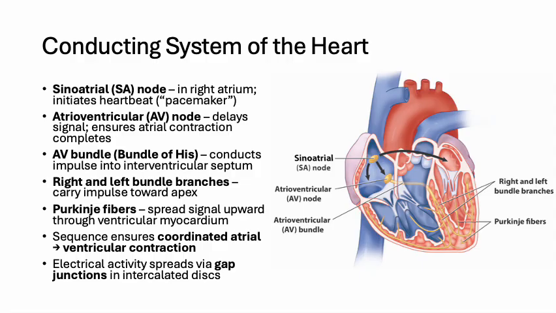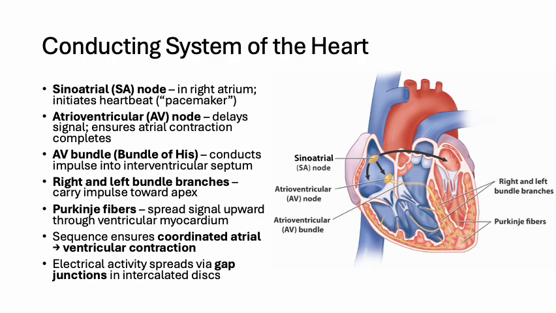From the SA node, the impulse spreads across the atrial wall thanks to gap junctions in the intercalated discs, causing the atria to contract and push the blood into the ventricles. The signal then reaches the atrioventricular node, located at the lower part of the right atrium near the septum. The AV node delays the impulse briefly. This is critical because it gives the ventricles time to fill with blood before they contract. Without this pause, the timing would be off and the heart would not pump efficiently.